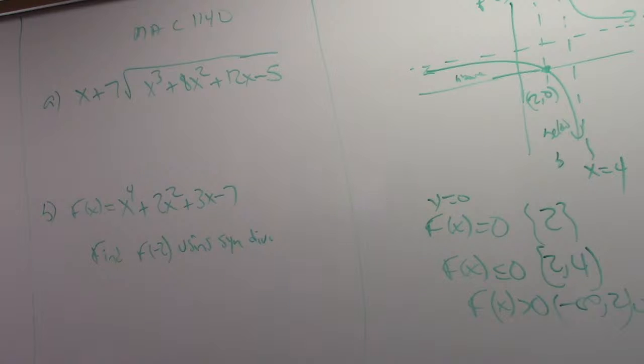So for the domain, you just put negative infinity to the vertical asymptote, and then union, the vertical asymptote to positive infinity.